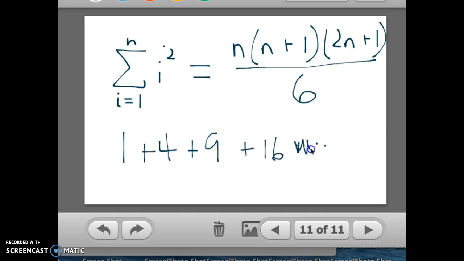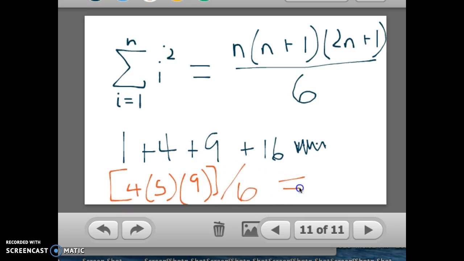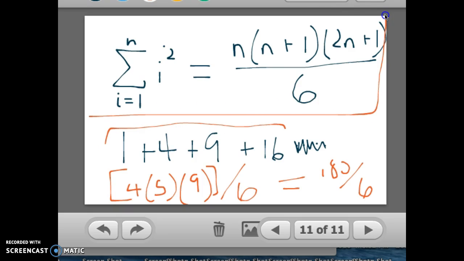So if we stop right here, n is 4, right? So we say 4 times 5 times 2n plus 1. So 2 times 4 is 8 plus 1 is 9. 4 times 5 times 9, all divided by 6. Well, it turns out that equals 180 over 6, or 30. And if you add these four together, you do get 30. So you see that this formula works for adding the first n squared numbers.